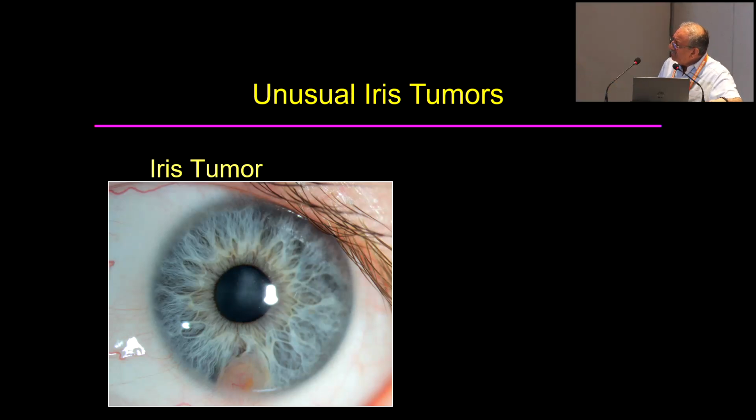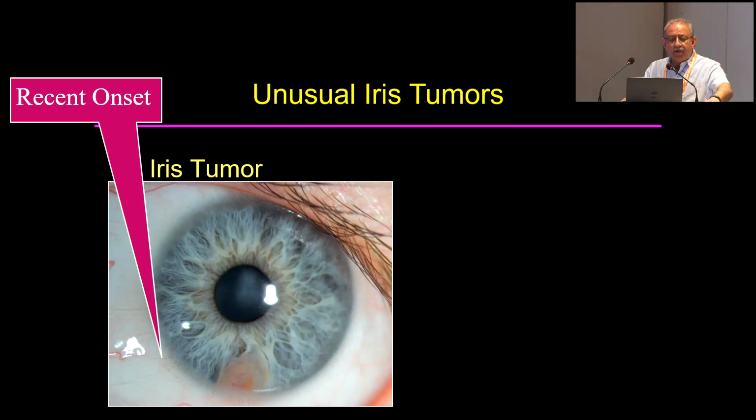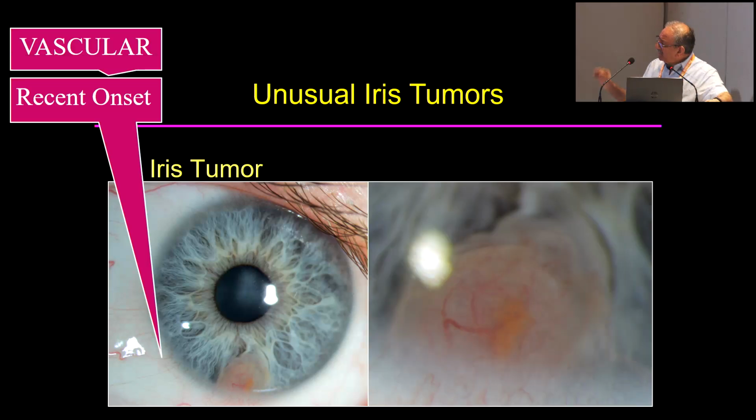This is a 24-year-old man who goes for a contact lens fitting every year. And this time when he goes for the contact lens check, they see this tumor. He has no symptoms of any kind, so no inflammation, no pain, nothing. He's a college kid and comes home every summer and goes for the eye checkup. And so this is a new onset tumor, recent onset, and when you look closely, you can see vessels in it.